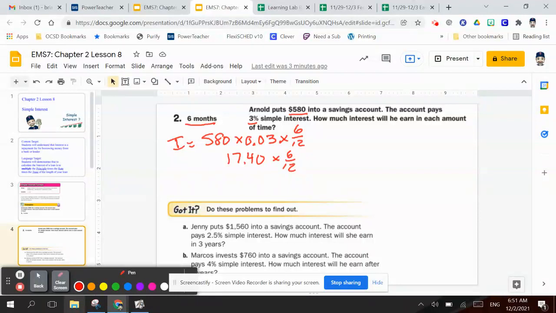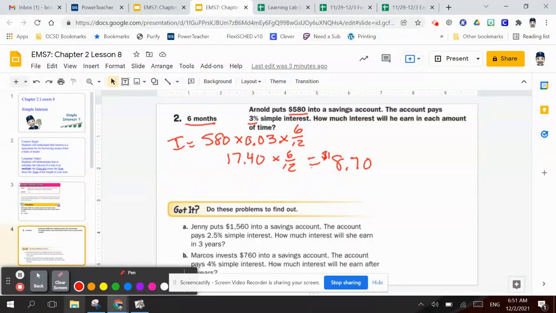The calculator went wrong on me, so let's do this again. Times 6/12, and I get $8.70 because it's half the year.